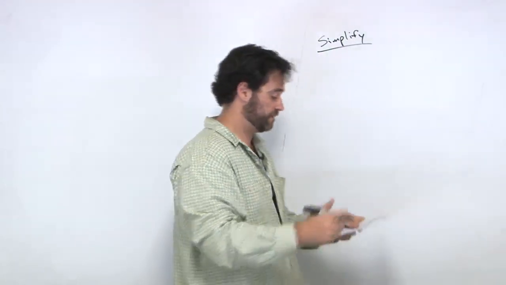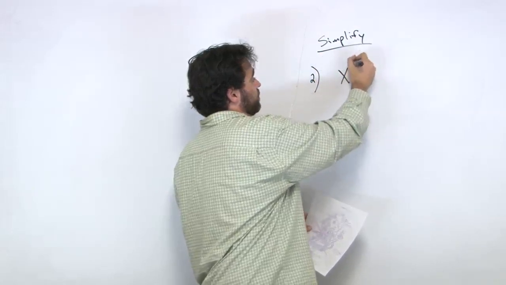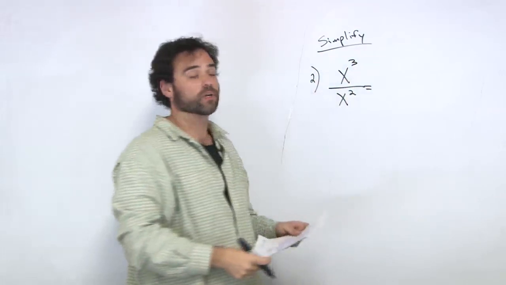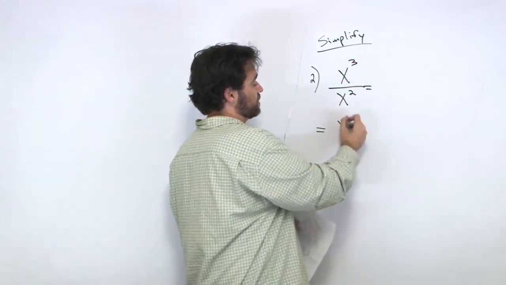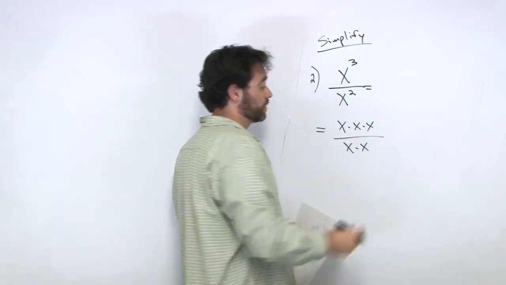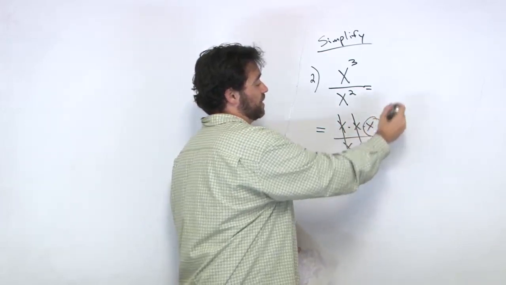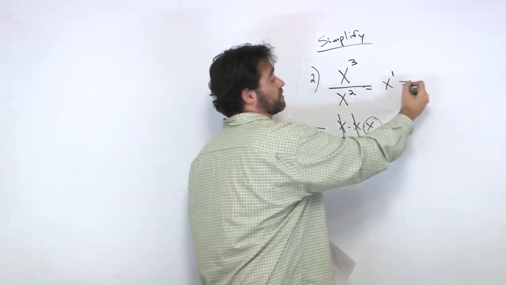What if we have this? x to the 3rd over x squared. What am I going to do there? We have x to the 3rd over x squared. If we write this out, we're going to say this is x times x times x over x times x. What happens? We go bam, bam, leaving us with x. So our answer is x to the 1, or just x.